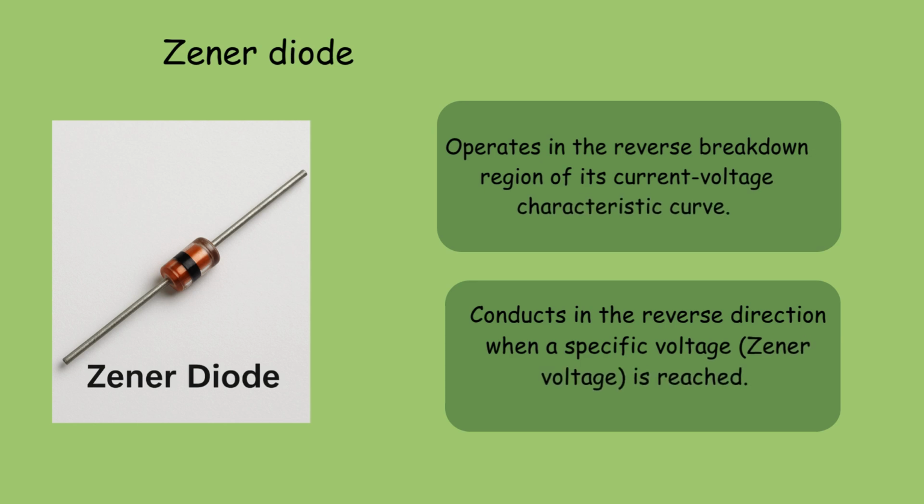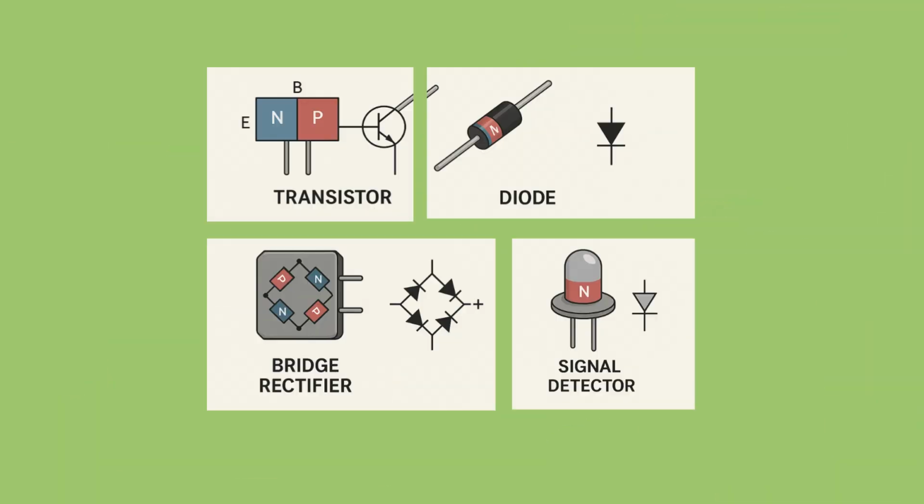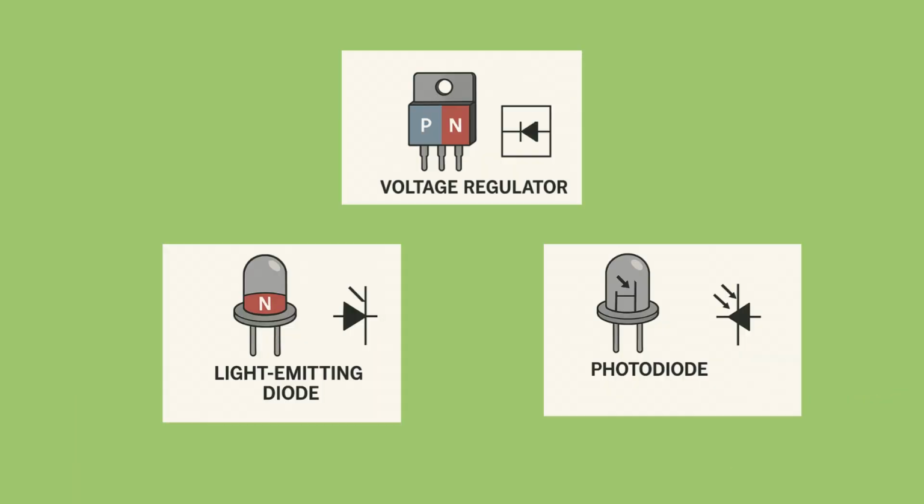And that brings us to the beauty of PN junction. This simple structure, just one junction, can do so many things. It lets current pass in only one direction. It is used in rectifiers, signal detectors, voltage regulators, and even LEDs. It forms the foundation of transistors, solar cells, digital logic circuits.